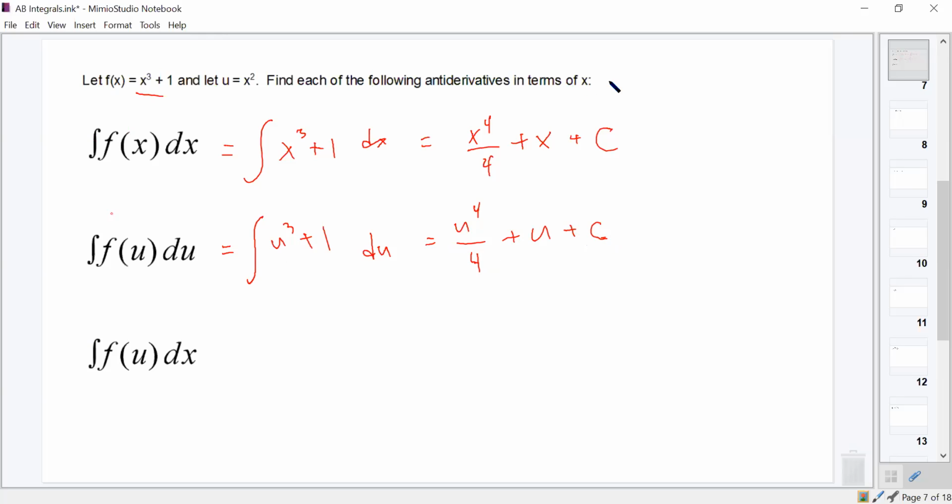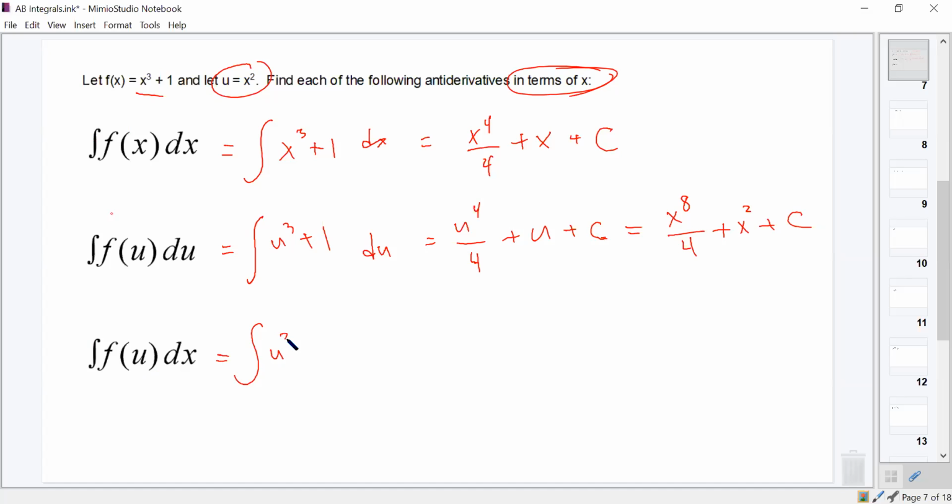But we were asked originally to put this all in terms of x. And so now we will use this u equals x squared to put this in terms of x. What does that give us? X to the 8th over 4 plus x squared plus our constant. Everybody good with that? Okay. Now, what about this one, f of u dx?